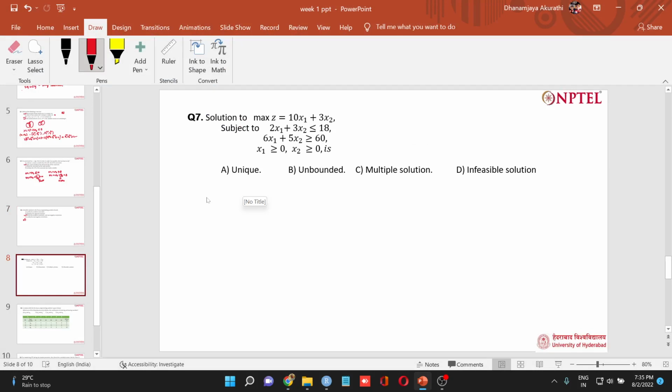Here they are asking to solve the given problem. The options are unique, unbounded, multiple solutions, or infeasible solution. I guess you all are aware that in an LPP problem with only two variables, we can solve it with the graphical method more easily than the simplex method. So just start the graphical procedure on the given problem. What should your answer be?